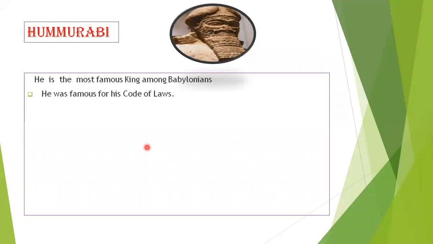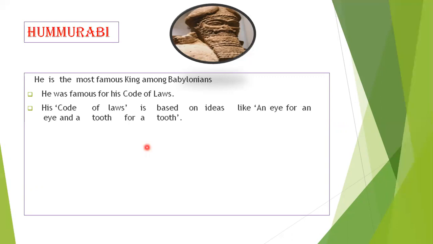After that, Hammurabi, he is a famous king. He was a famous and great king in Babylonia. Who is the most famous king in Babylonia? Hammurabi. He was famous for his code of law. What is the code of law of Hammurabi? It is an eye for an eye and a tooth for a tooth. See, that is his famous law.